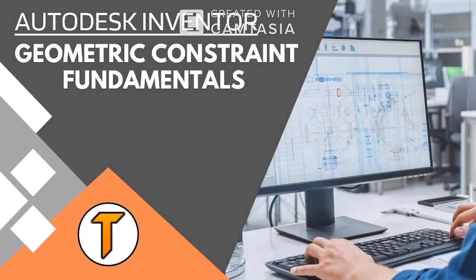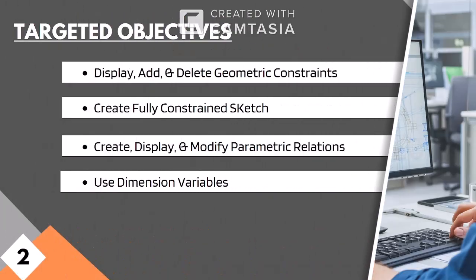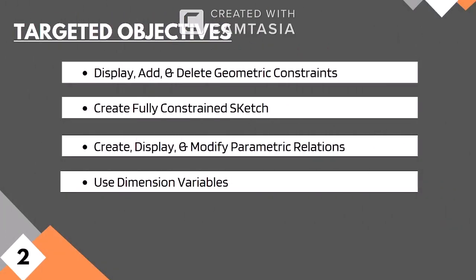Hello and welcome back. This time around we're going to be talking about geometric constraint fundamentals inside Autodesk Inventor. So what we'll be going over today is how we display, add, and delete geometric constraints inside of our sketches inside of Inventor, how to create fully constrained sketches, how to create, display, and modify our parametric relations, and how to use dimension variables or use the parameters inside of Inventor.